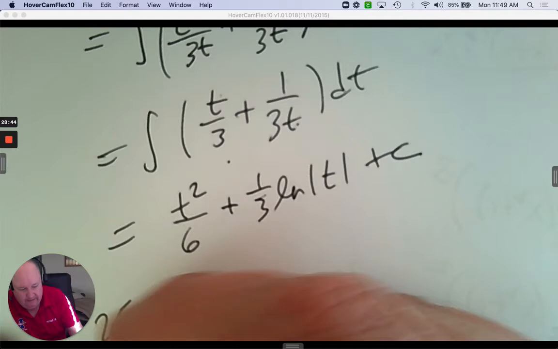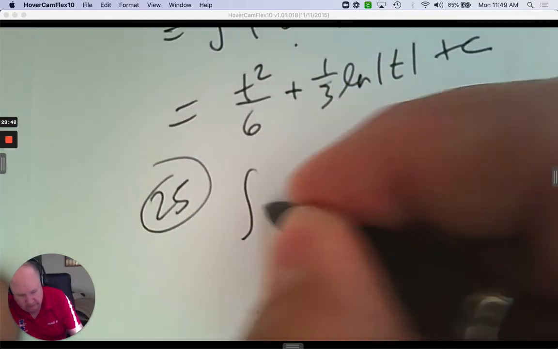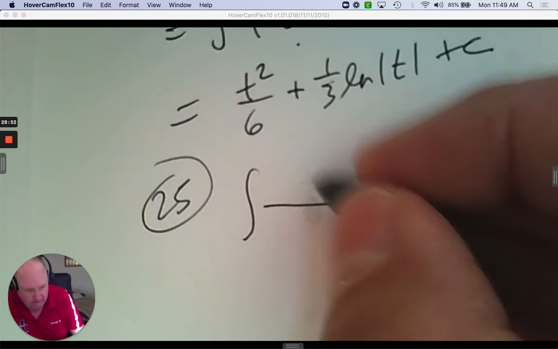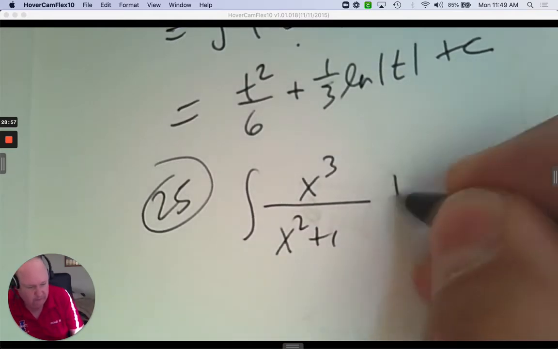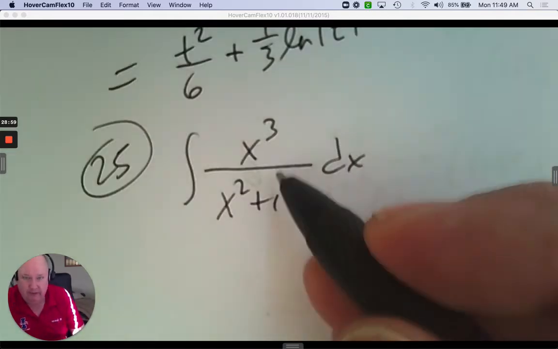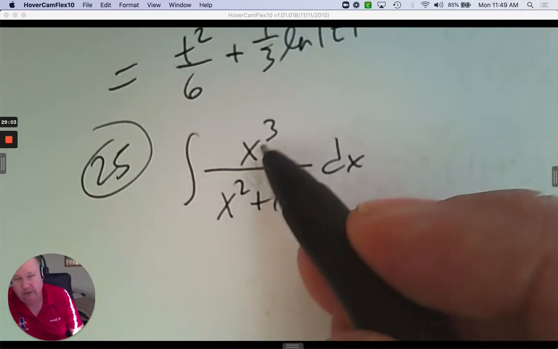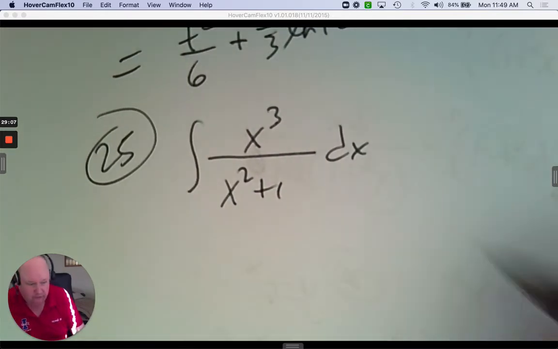Number 25. It's always more challenging to integrate, thinking it through, what your strategy is. A derivative rule is just, here's the rule, follow it. Integration is more fun. So x cubed over x squared plus 1. We don't have a monomial in the denominator. The numerator is more powerful. So because the degree is greater on top, I have to do long division to simplify this first.